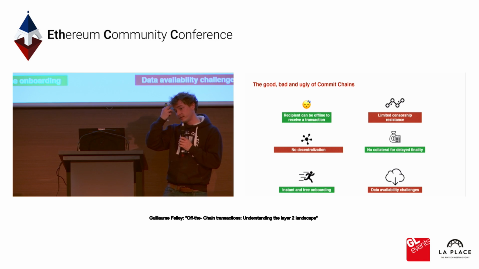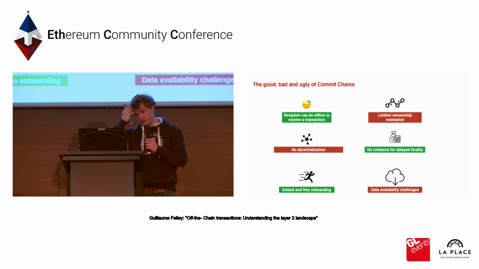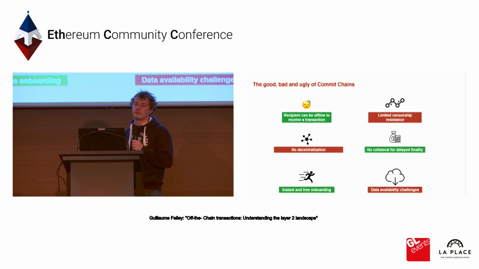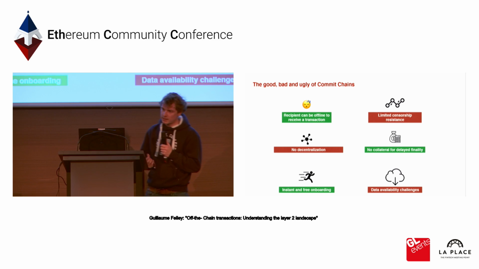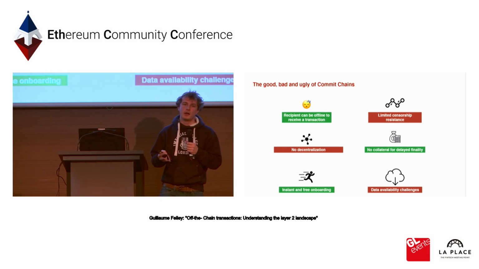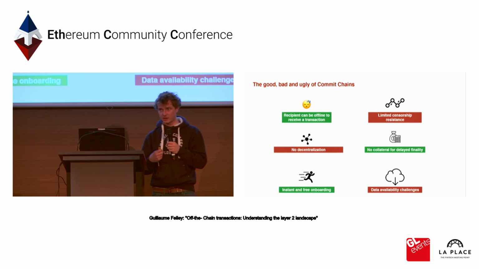Okay, so commit chains, what are the advantages and the cons? The recipient can be offline when receiving a transaction. This is nice because that's the UX you get out of current blockchain transactions. But if you look at payment channels, for example, the recipient needs to countersign. So the recipient needs to be online. I cannot send you money if you're not online.